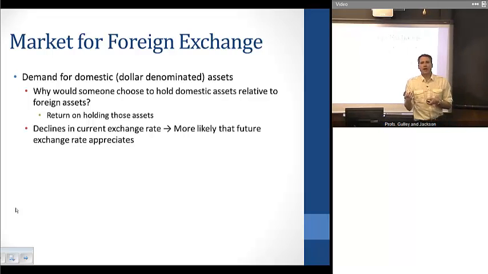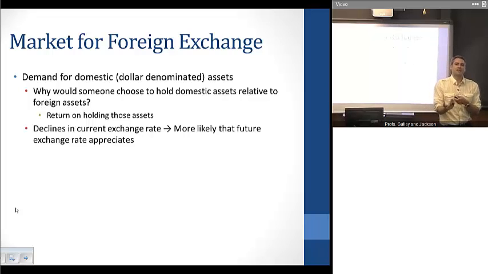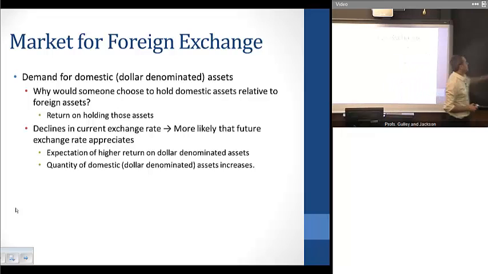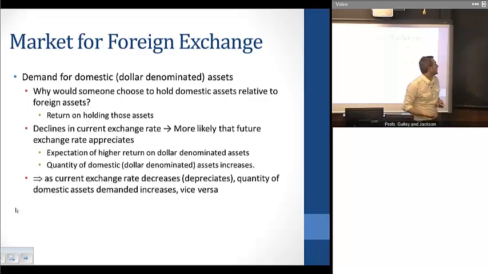And as a result of that, people are going to think that the return on investments in the domestic economy is going to increase in the future. And so they're more likely to want to hold domestically denominated assets today. So in other words, when we have this expectation of higher returns on dollar-denominated assets, then people are going to want to hold more of those dollar-denominated assets, and the quantity demanded is going to go up.